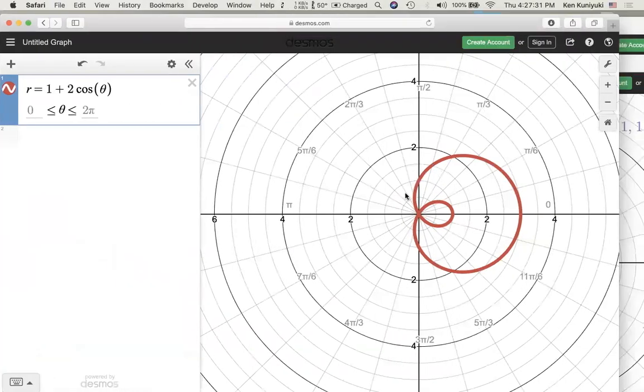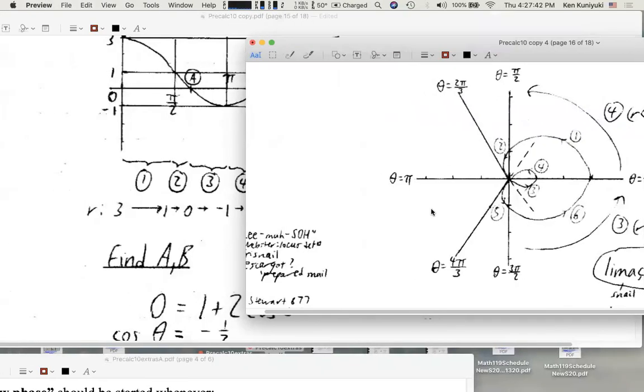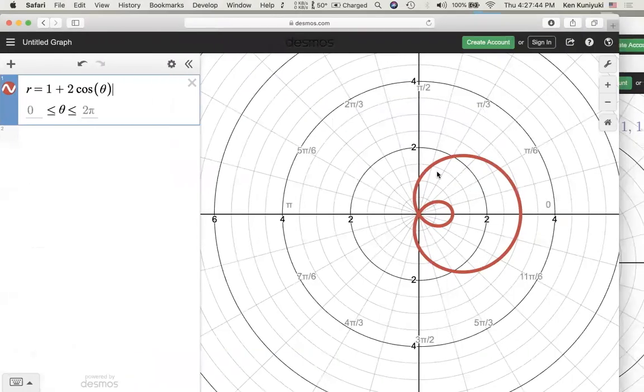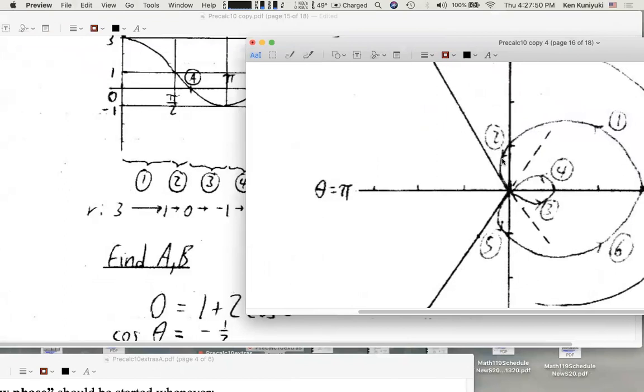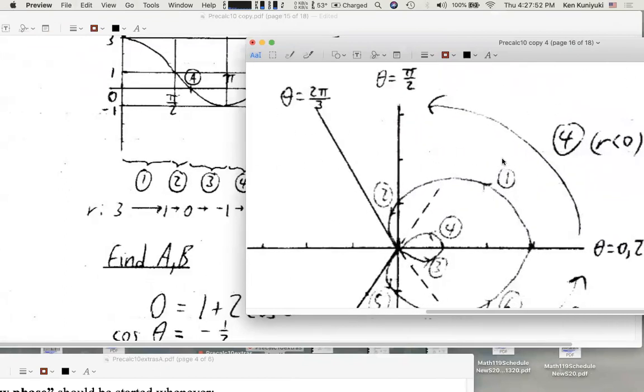Oh, and guess what you do in calculus? In calculus 2, you're going to find areas, like the area inside the outer curve, maybe the area inside the inner curve, and so forth. Maybe the area between the outer curve and the inner loop. All right, anyway. So why does it look like that?